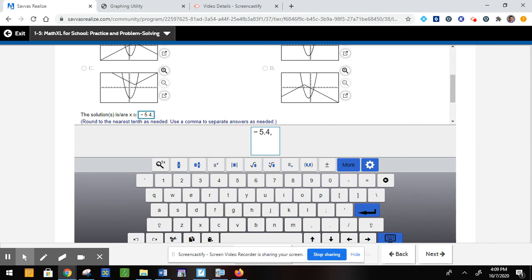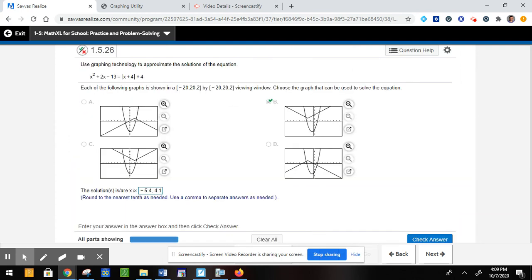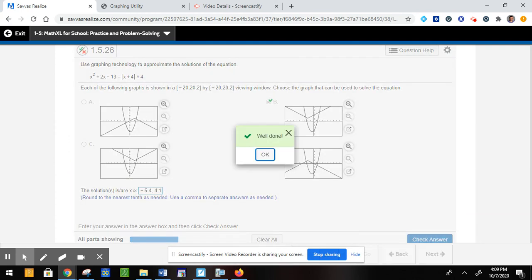All right, so let's type that in. All right, answer, we got it. So again, the key is you've got to use your graphing calculator here to figure out where it's intersecting, and round to where it's telling you to round. Let me know if you have any other questions.